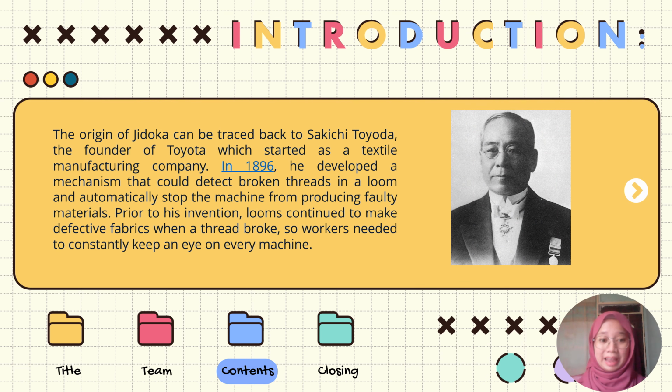What is Jidoka and where did it come from? The origin of Jidoka can be traced back to Sakichi Toyoda, the founder of Toyota, which started as a textile manufacturing company. In 1896, he developed a mechanism that could detect a broken thread in a loom and automatically stop the machine from producing faulty materials. Prior to this invention, looms continued to make defective fabrics when a thread broke, so workers needed to constantly keep an eye on every machine.